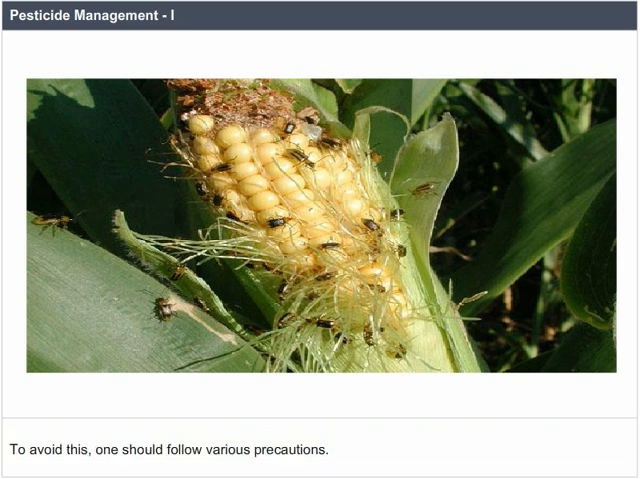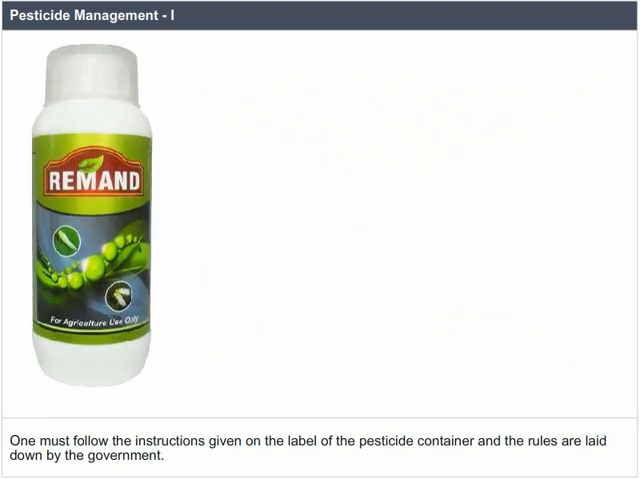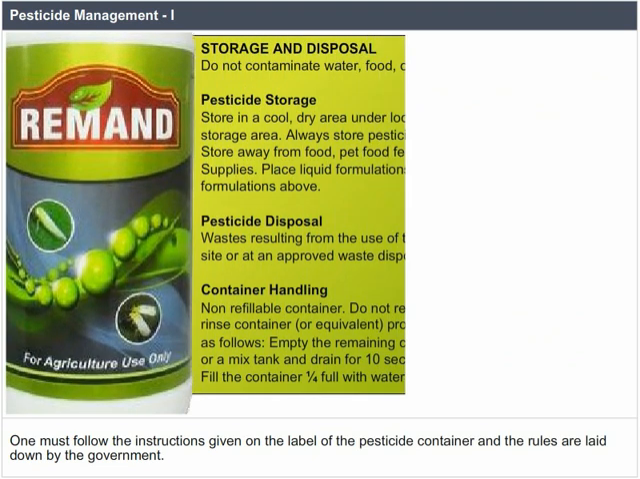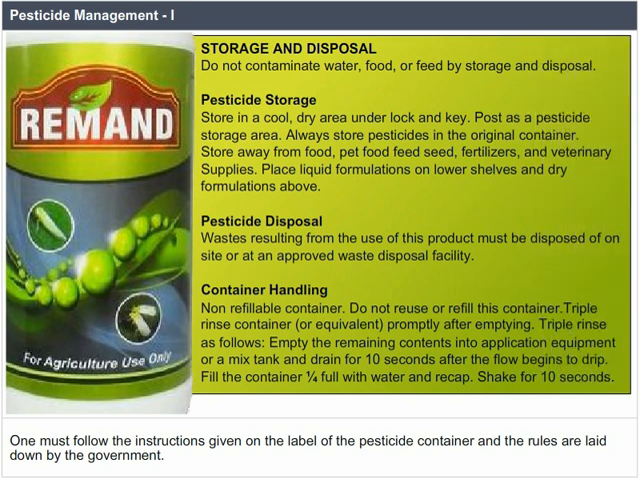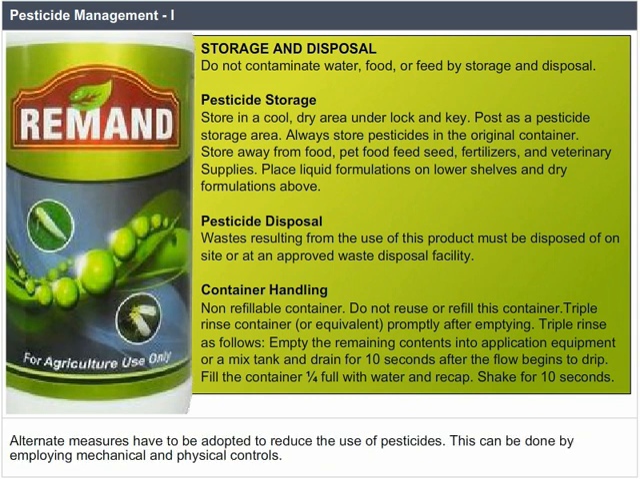To avoid this, one should follow various precautions. One must follow the instructions given on the label of the pesticide container, and the rules laid down by the government. Disposal of excessive pesticide has to be done with caution. Alternate measures have to be adopted to reduce the use of pesticides. This can be done by employing mechanical and physical controls.